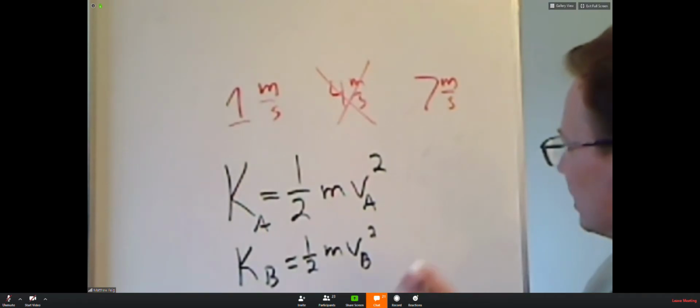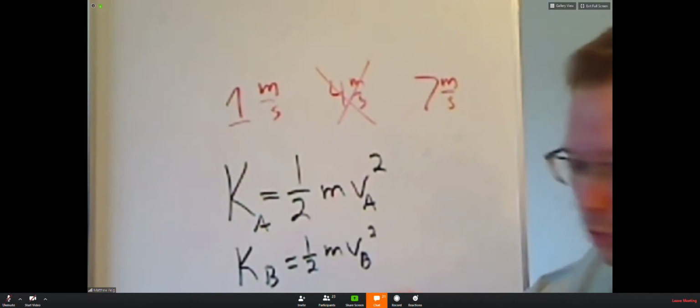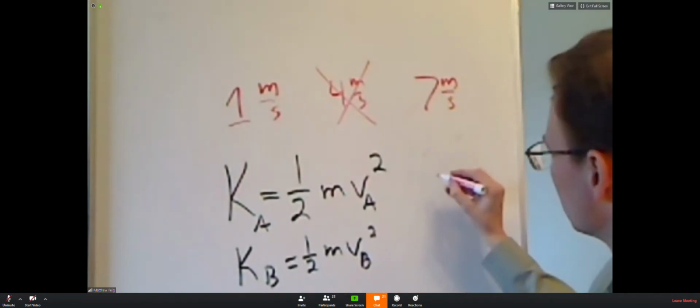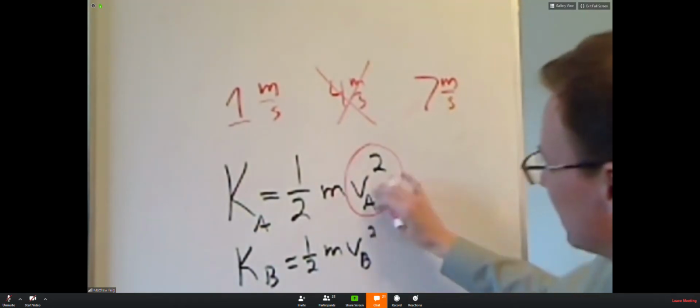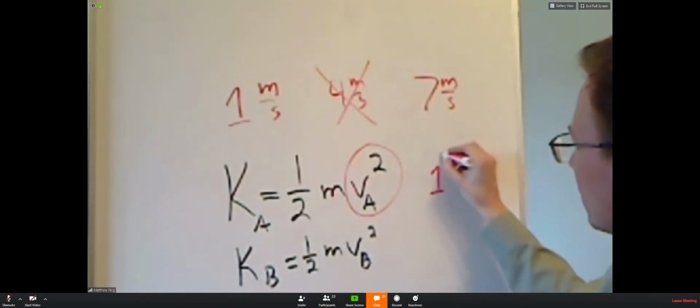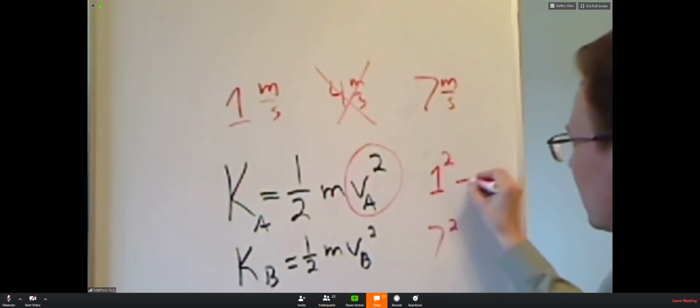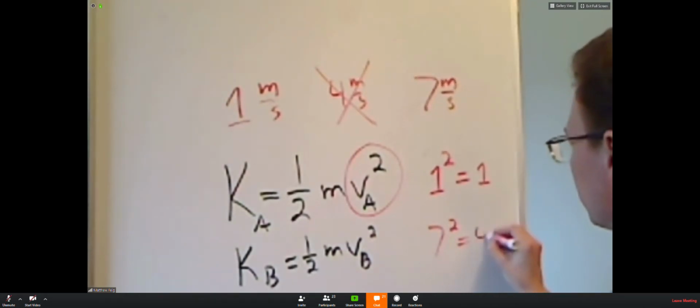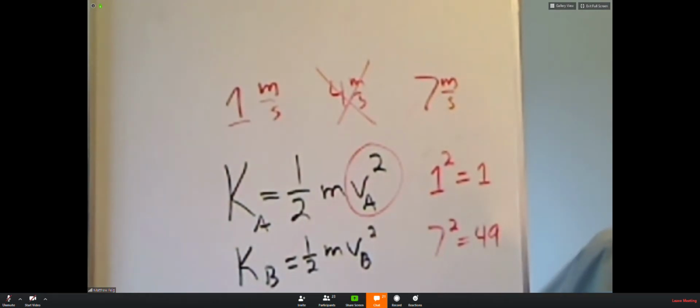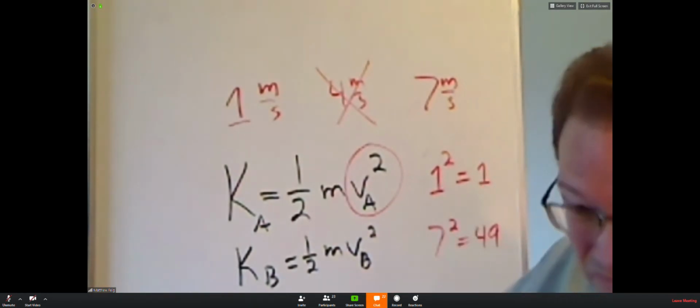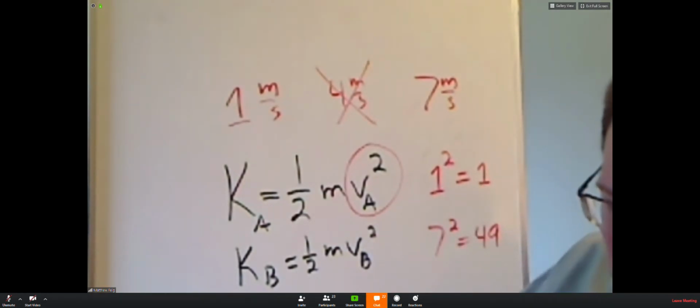The core idea is, what is 1 squared and what is 7 squared? It's not velocity, it's velocity squared. What's 1 squared and what's 7 squared? Of course, 1 and 49. What number is halfway between 1 and 49? 25. So we want the new velocity to square to be 25, or we want the velocity of C to square to be 25.